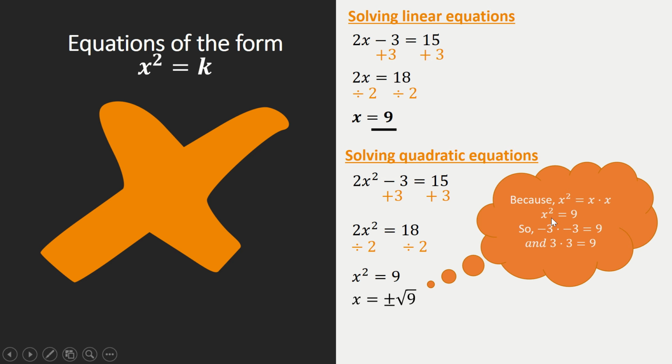So when x squared is equal to 9, minus 3 times minus 3 is 9, and 3 times 3 equals 9. So therefore we have two answers, a positive and a negative answer. So that means that x is equal to 3, or, this symbol means or, x equals minus 3.